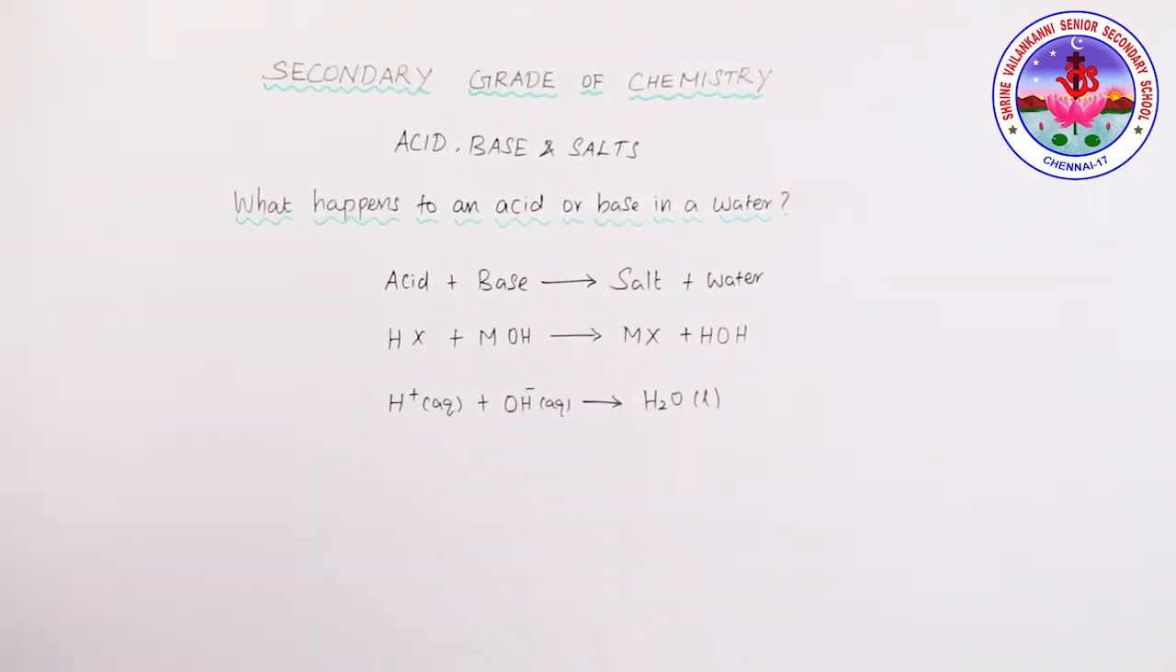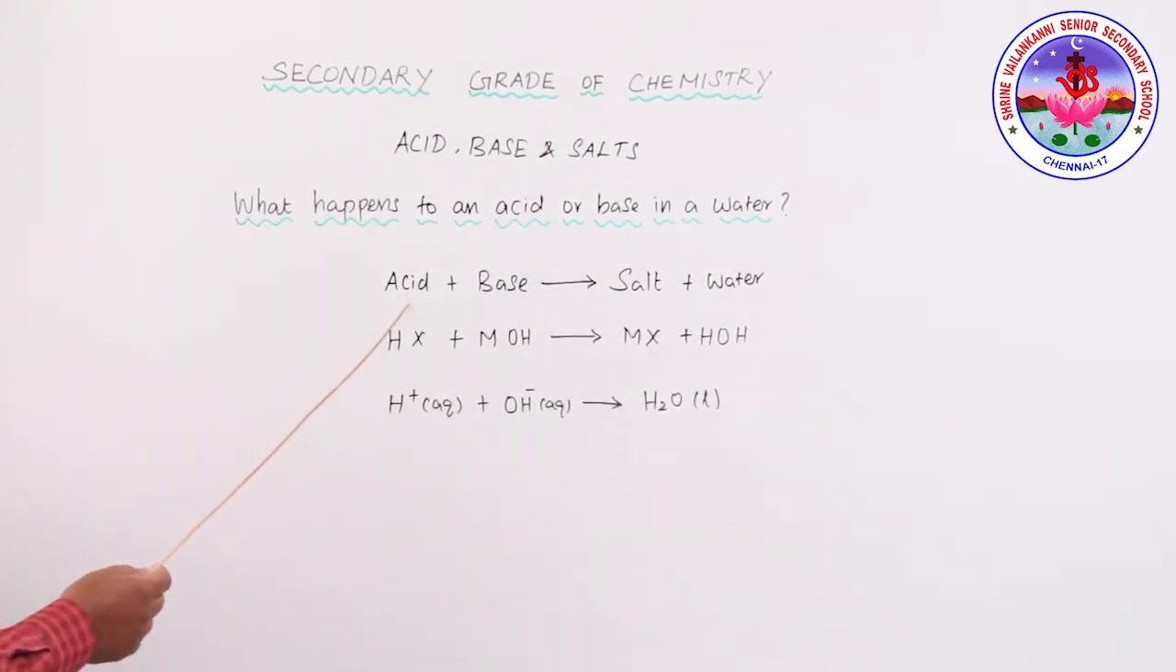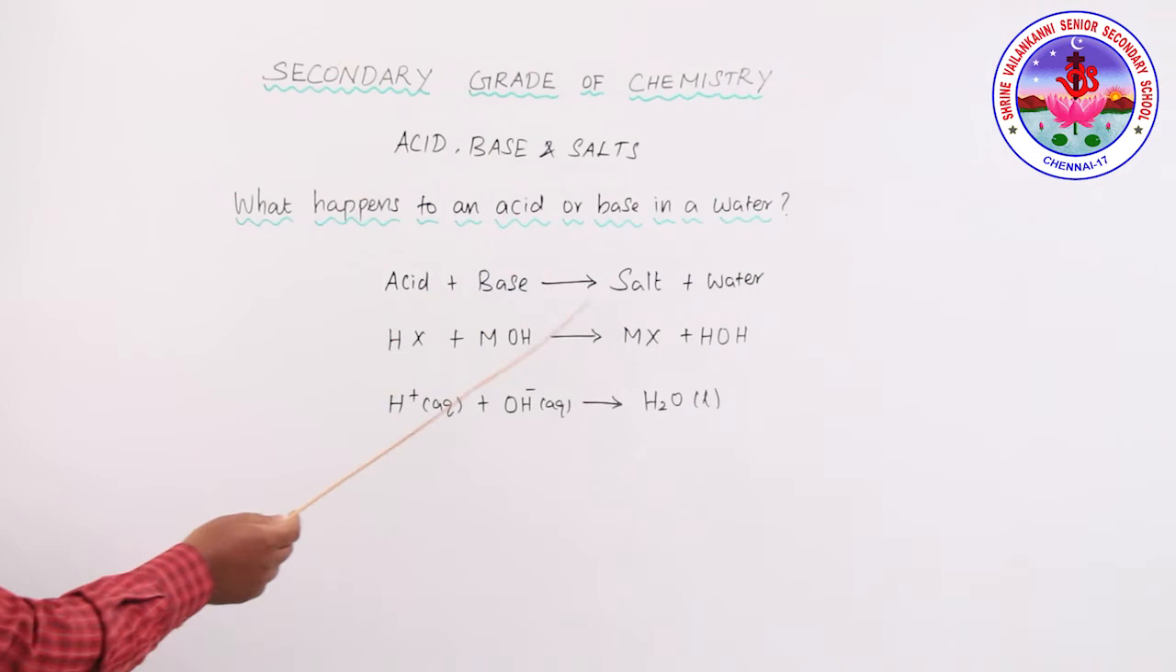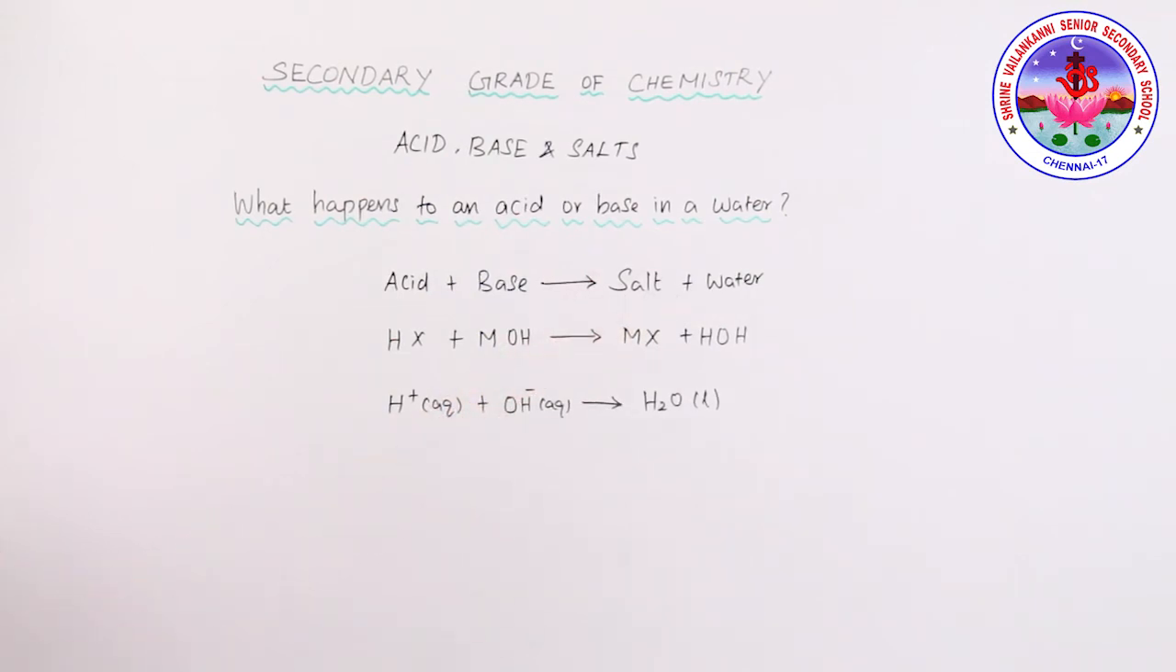Now we can identify that all acids generate H+ ions and all bases generate hydroxide ions. This is called a neutralization reaction. We have already seen that an acid reacts with a base to produce salt and water. For example, if you use HCl and sodium hydroxide, it converts to sodium chloride.